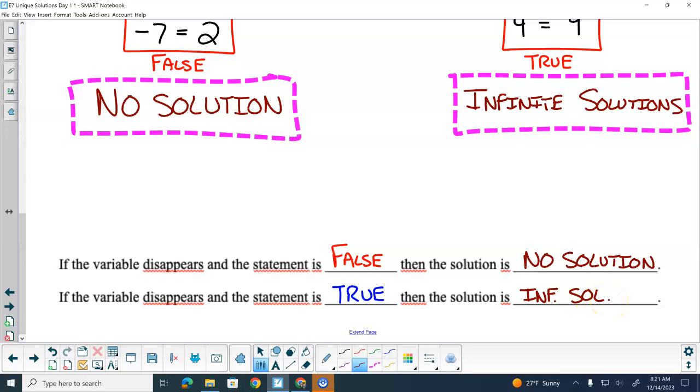You could put inf. sol. Okay? You could also put all real numbers. You could put infinite solutions for all real numbers. Now, I will tell you this. For the no solution one, can you put 0 as an answer? Why not? Why can't you put 0 as an answer?